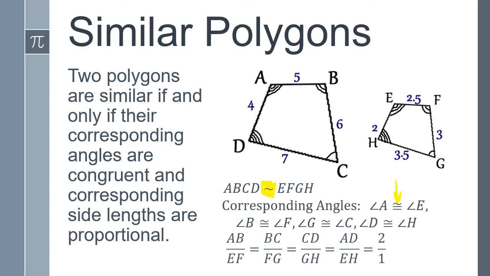So we can see here that the corresponding angles in our similarity are angle A is congruent to angle E, angle B is congruent to angle F, angle G is congruent to angle C, and angle D is congruent to angle H. But what's interesting is if I take AB over EF and BC over FG and CD over GH and AD over EH, they all come out to 2 over 1. 5 over 2.5, 2 over 1, or 2. 6 over 3, 2. 7 over 3.5, 2. 4 over 2, 2. They're always going to be proportional.